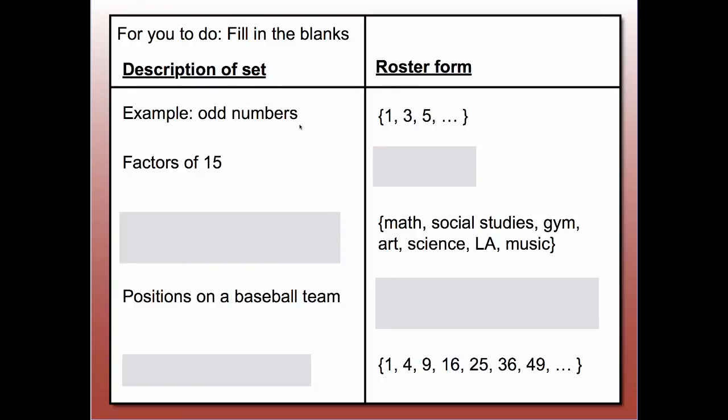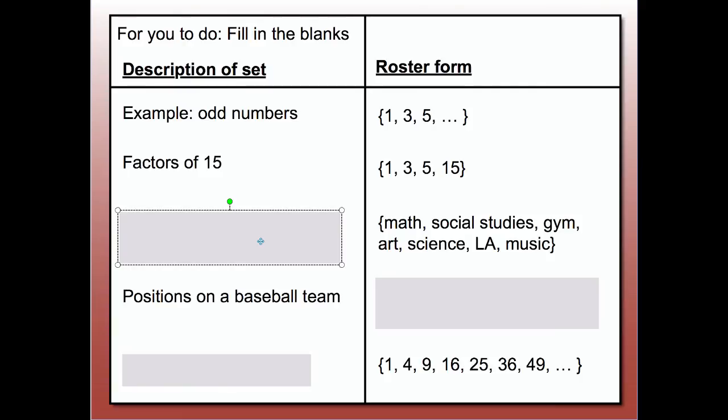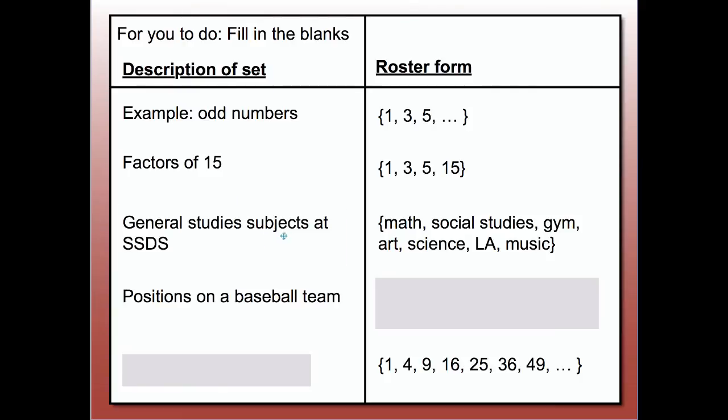Okay, so factors of 15, we'll take a look at what they are. They are 1, 3, 5, and 15. So that would be the correct answer in roster form. For these subjects, there are probably many answers that you could have written down. The one that I chose was General Studies subjects at Solomon Schechter Day School. So that's how you would describe that set.